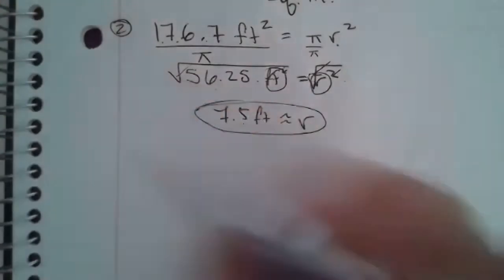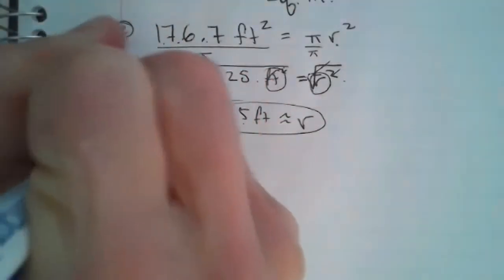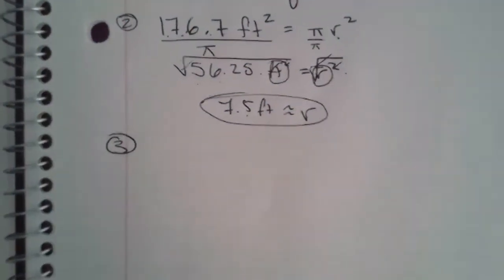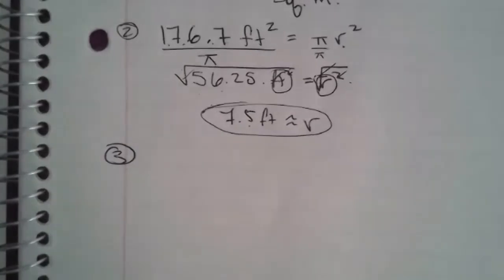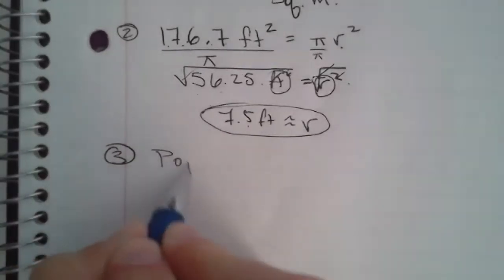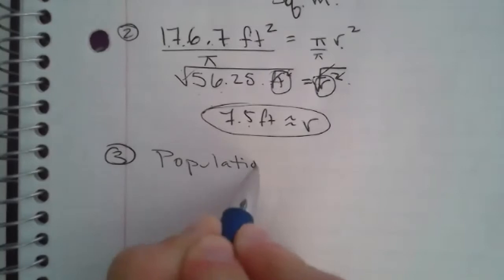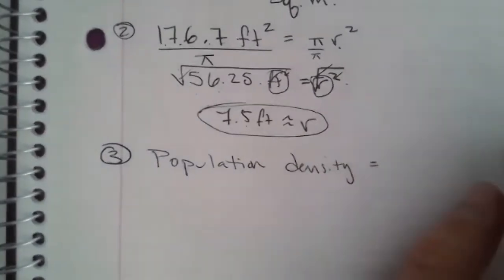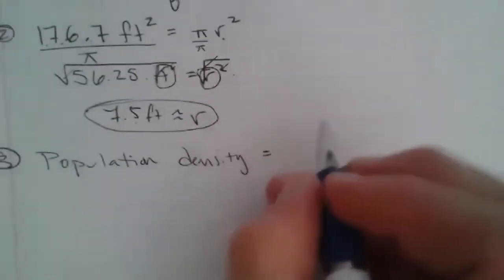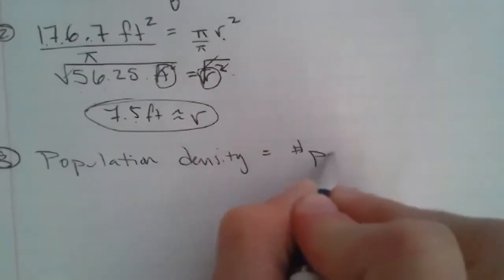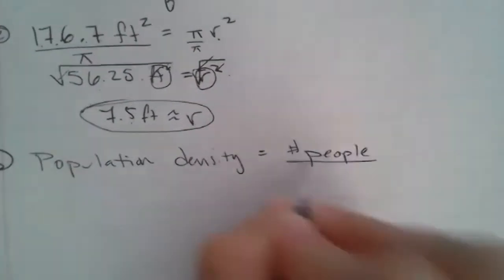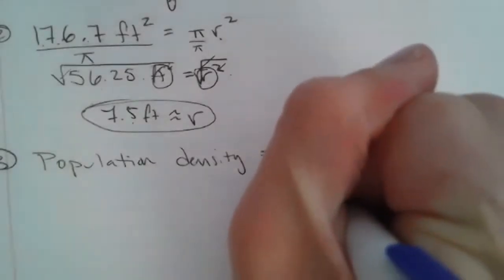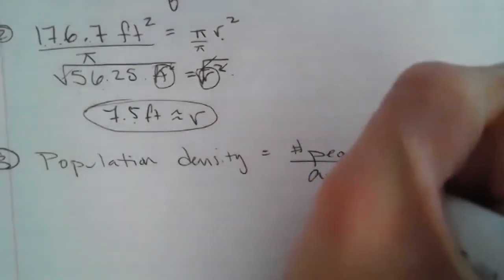All right, let's talk about population density. On page 603, there's one good example for population density, but we got to go to the top of the page. Population density, something you might hear in the news, is going to be the number of people, not hashtag people, the number of people over the area of land.